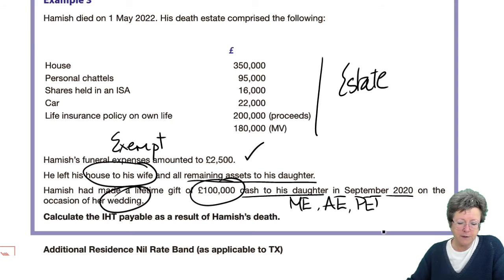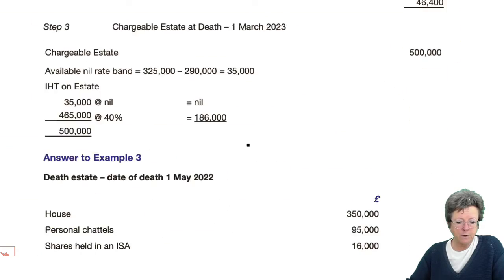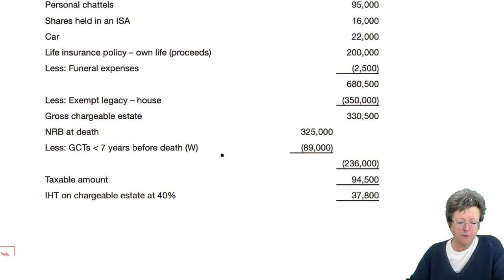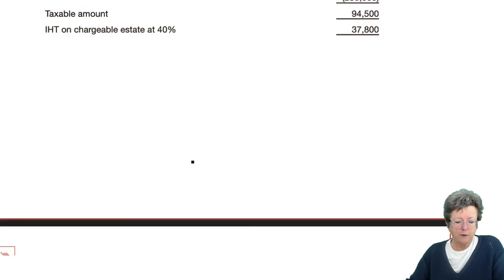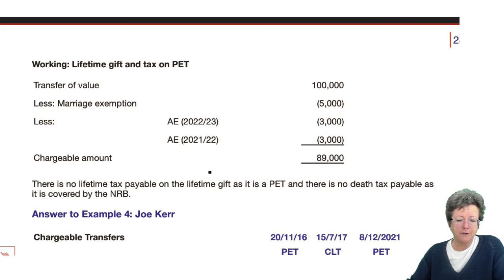That kind of needs to be dealt with. Okay, let's have a look at how this works. Example number 3. Get this in the correct order. So the death estate. But first, we need to work out the lifetime tax.